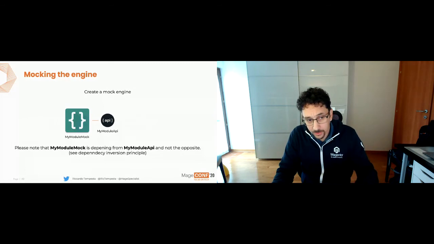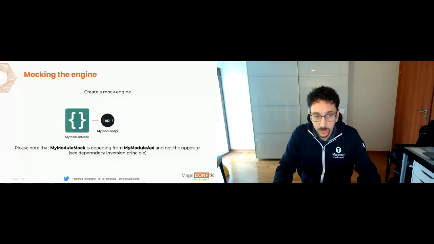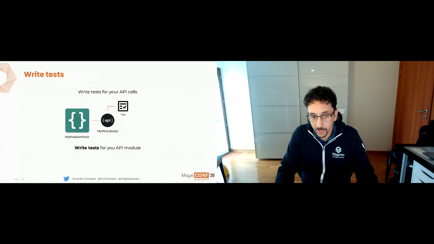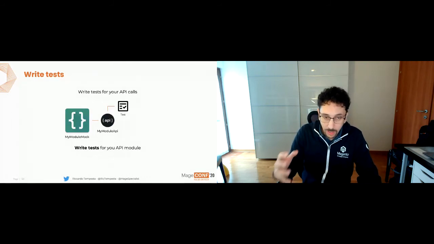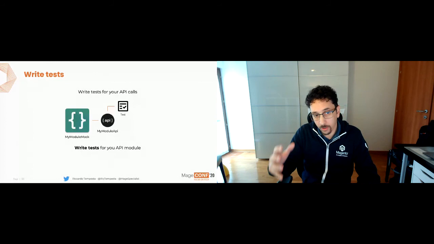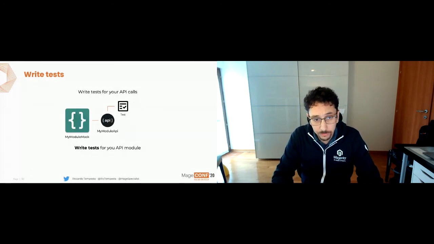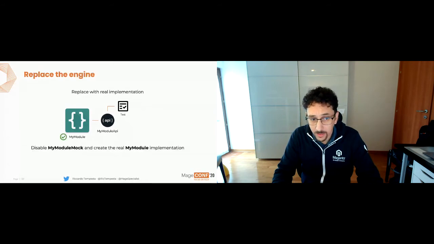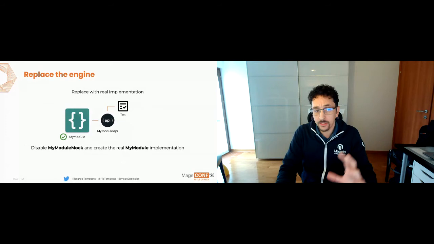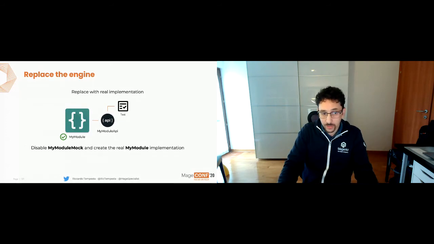Then, once you create your API and your mock module, you create tests for your API module, so you see how it is working from the outside of your feature. And once you write the tests, you replace your mock module with the real module implementation. As soon as you start doing this, just remember to run your integration tests continuously so you can verify your compliance.